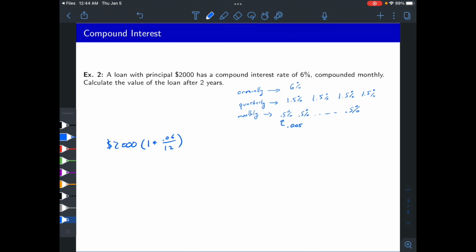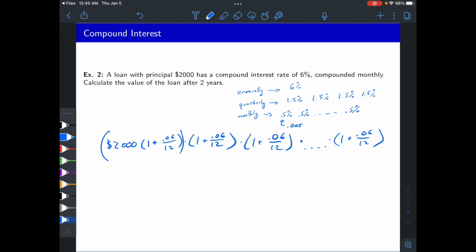And then we have to do this for the second month. So we take whatever this value is and multiply by 1 plus 0.06 over 12. And then that's how much we have at the end of the second month. And then the third month, we do this again, and then the fourth, and then the fifth, and so on. We do this for 12 months. And after the 12th month, we have now compounded for 1 year.